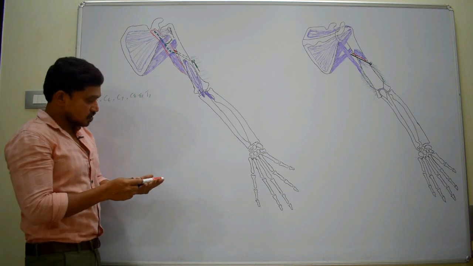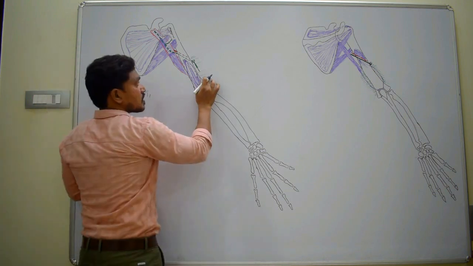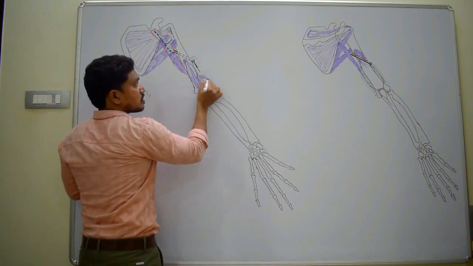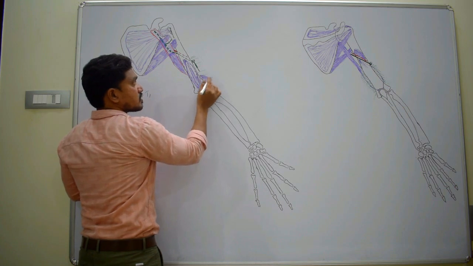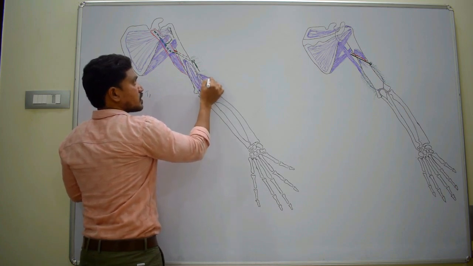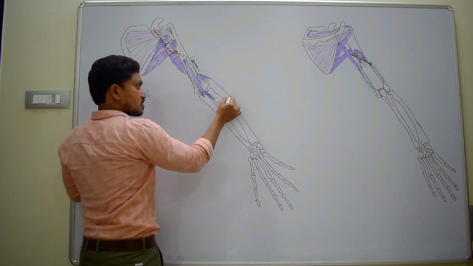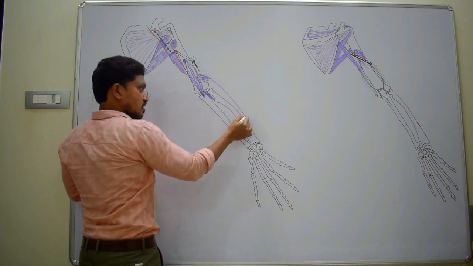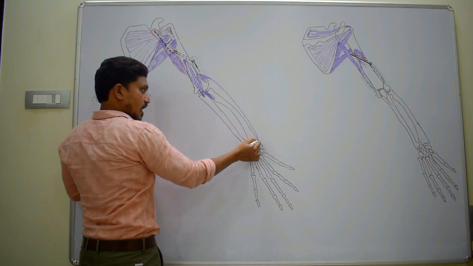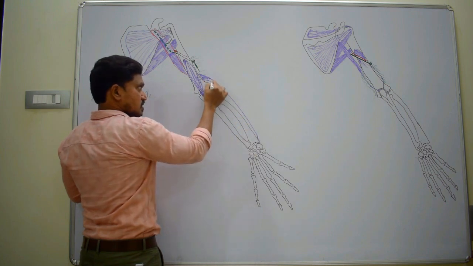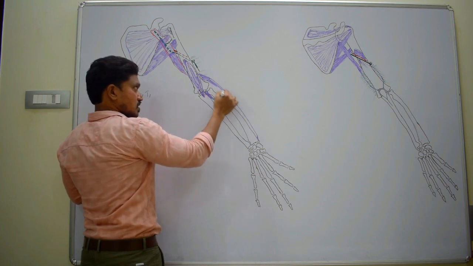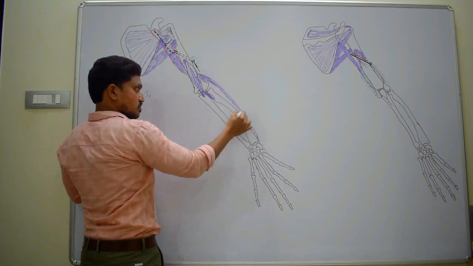So those muscles I will draw here. This is the upper 2/3. This part is giving origin to the brachioradialis muscle. So this is the brachioradialis. This brachioradialis muscle is inserting to where? It is inserting to the lateral surface of the lower end of the radius just above the styloid process. So what is this? This is the brachioradialis muscle.